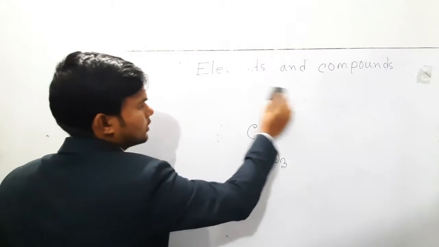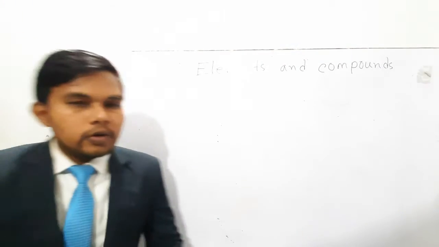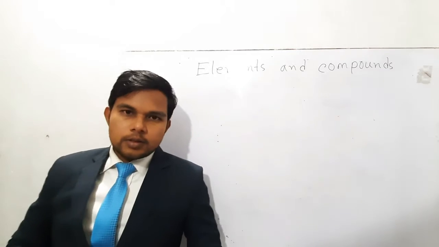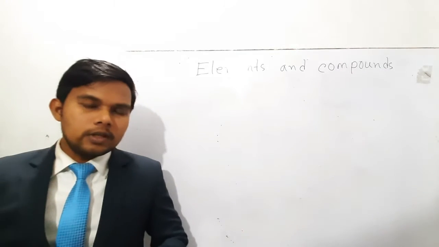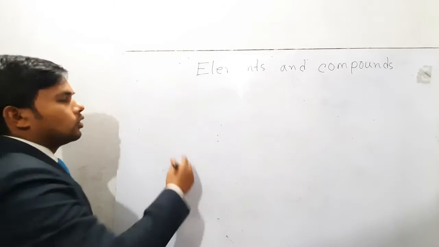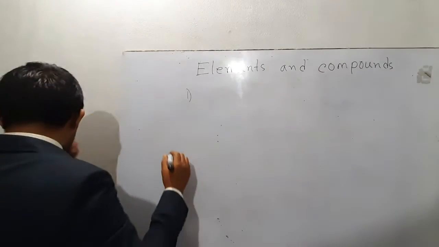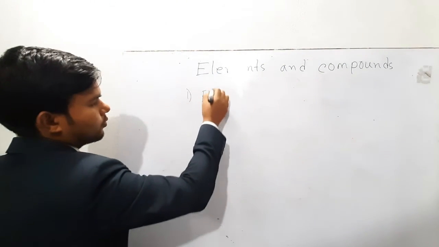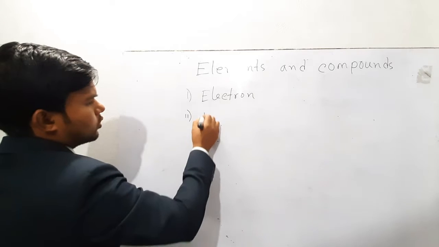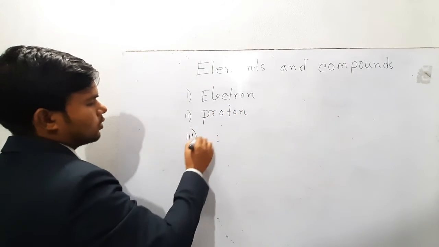Now the particles inside an atom. When we divide the atom, we will get two types of particles. One is stable, another is unstable. The stable particles are divided further into three types. One is electron, another proton, and the last one is neutron. So when we divide the atom, we will get three stable particles: one is electron, second one proton, and third one neutron.